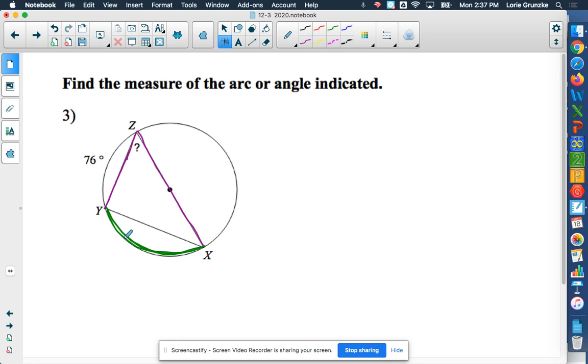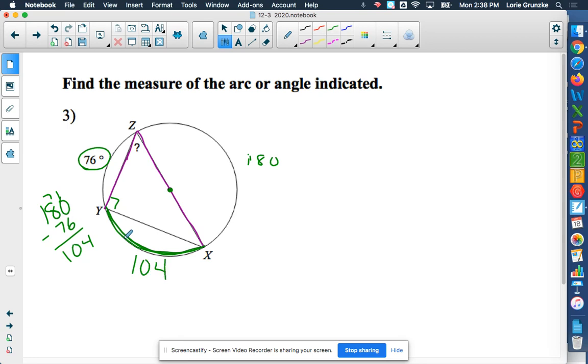Some of you just want to say I'm done. Look for hints. Here's the first hint. That's a semicircle. If that's a semicircle, that's 180. This half is 180, and this much is 76. So if I went 180 and I subtracted 76, I get 104. This is 104. Now that's my arc.